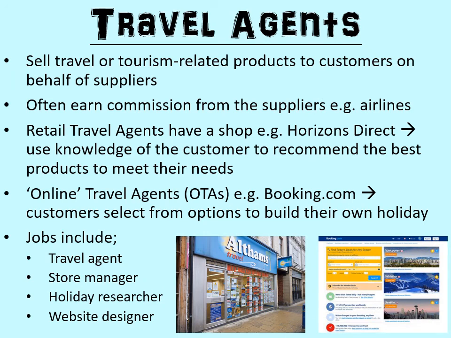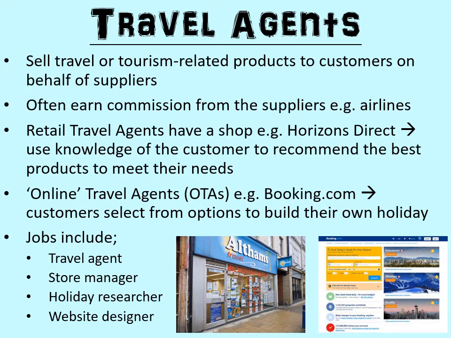We've then got travel agents. So you will have probably heard of a travel agent before. Travel agents are businesses that sell travel or tourism related products to customers on behalf of suppliers. So we can have travel agents who are chains like TUI or Althams or Thomas Cook when it was around, or we can have independent travel agents. So maybe a company that just has one or two shops in an area like Angus and Horizons Direct, which we find in Montrose, as opposed to TUI, which has hundreds of shops around the UK.